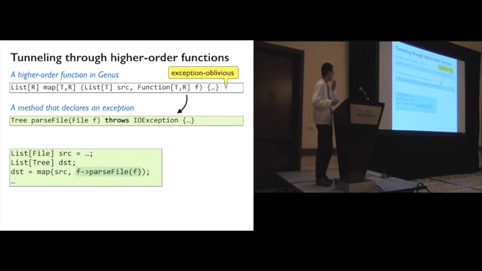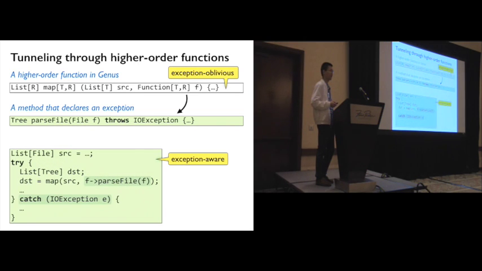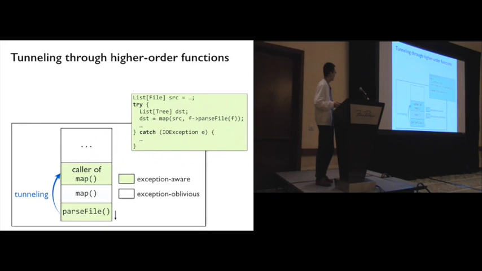By contrast, the calling code here is aware of the extra exception because it passes parseFile to map. Therefore, the calling code should be responsible for handling the extra I/O exception. At runtime, an I/O exception raised by calling parseFile will tunnel through the intermediate exception oblivious context and arrive at the context aware of it and be caught there.